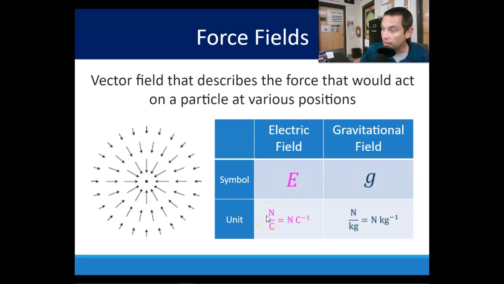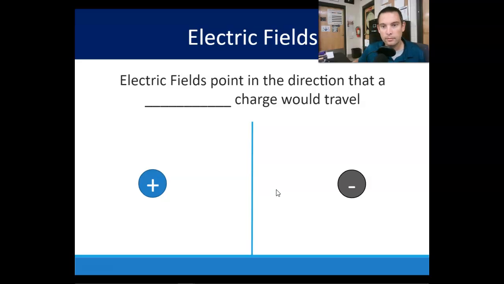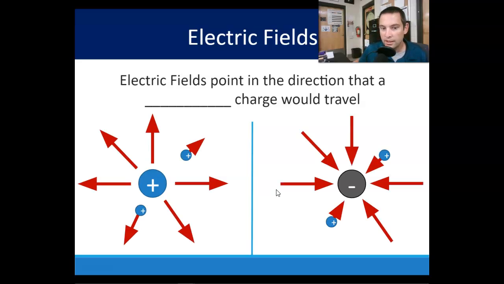Except, remember, in our Newton's law of universal gravitation, we used masses. In Coulomb's law for electrostatic force, we use charges. So, electric field just becomes Newton per coulomb. Electric fields point in the direction that a positive test charge would travel.